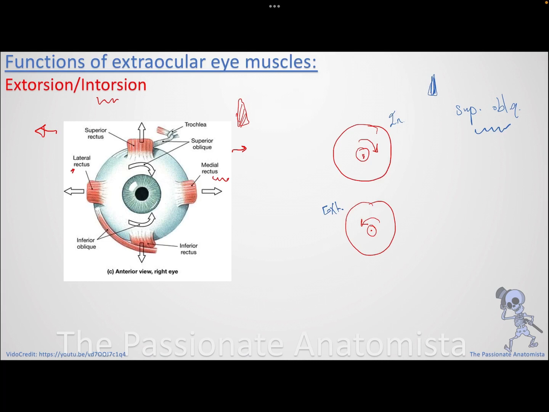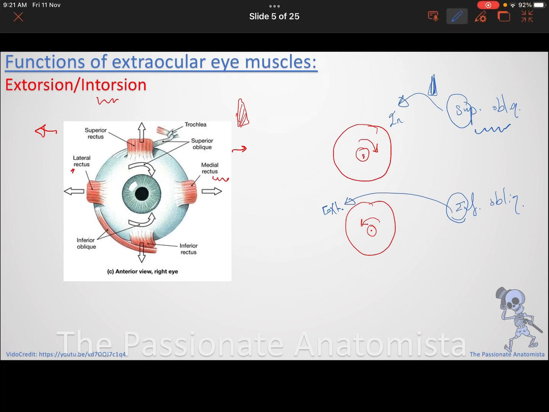So the superior oblique will cause the intorsion, and the inferior oblique will cause extorsion. Okay, so this is the main function, intorsion and extorsion, and of course the recti will also do that, and I will tell you how to remember that. But as for here, okay, fine, we can say it now.